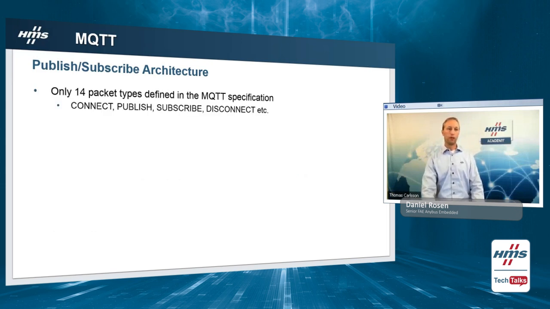As I said before, it's a lightweight protocol. There are only 14 different types of messages defined in the MQTT specification. Among those, the most common ones are a connect request between the client and the broker, a publish message from publishing clients, and a subscribe message from subscribing clients, and also some other messages needed for the network to run.